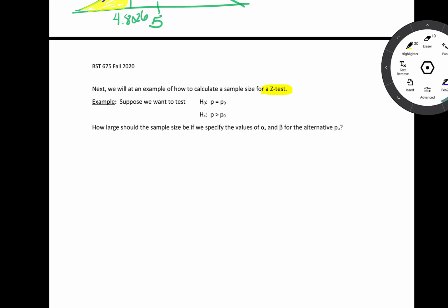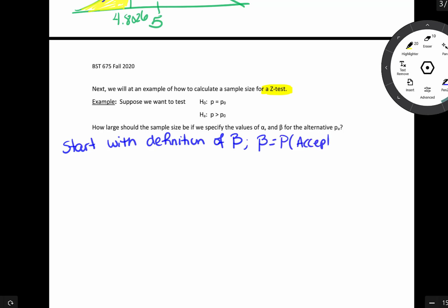So notice what we're doing here. By not giving specific values, what we're going to actually be doing is not just calculating the sample size, but we're actually going to be finding a formula for the sample size in this example. So as usual, we're going to start with the definition of beta. And so recall that beta is equal to the probability we accept H0 given HA is true. And again, that's accept H0 with quotations around it.